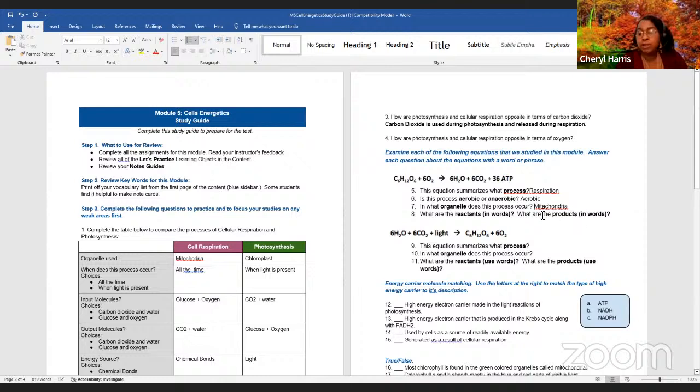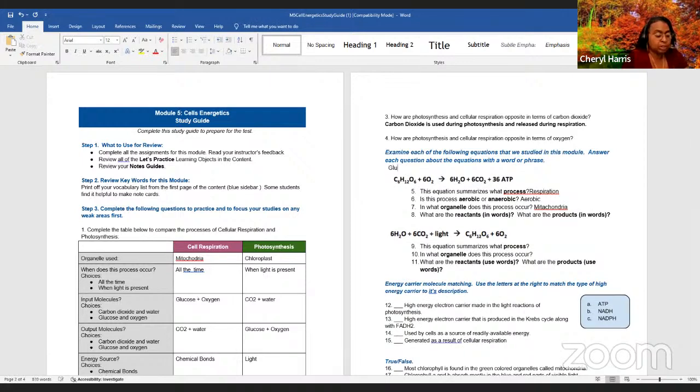Now what I would like you to do is not write it underneath. I would like for you to write it above the equation. For the first one, I want you to write that this is the formula for glucose, and O2 is the way that we write oxygen. These are our input molecules, and then our output is water. So you need to know this equation in chemical symbols and words.